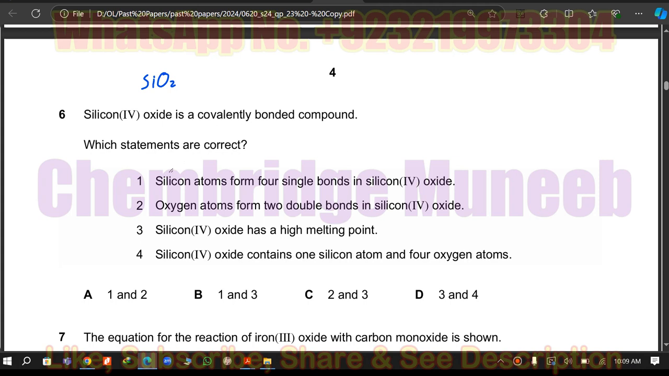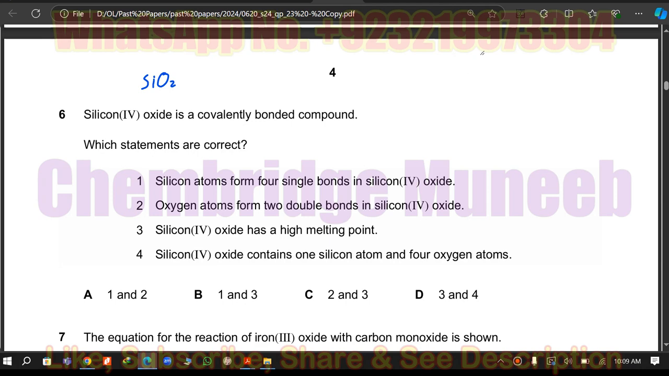The four statements are: silicon atoms form 4 single bonds in silicon 4 oxide. We have to check if it is correct or wrong from the diagram. Then we have oxygen forms 2 double bonds in silicon 4 oxide. Silicon oxide has a high melting point, and silicon oxide contains 1 silicon atom and 4 oxygen atoms.